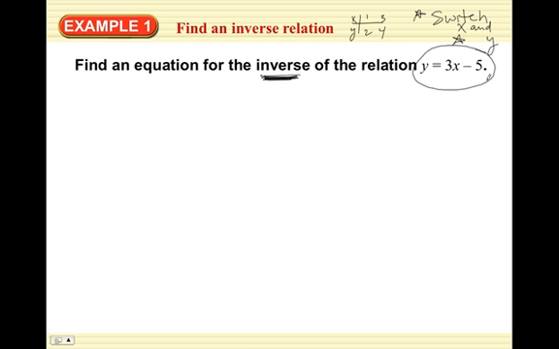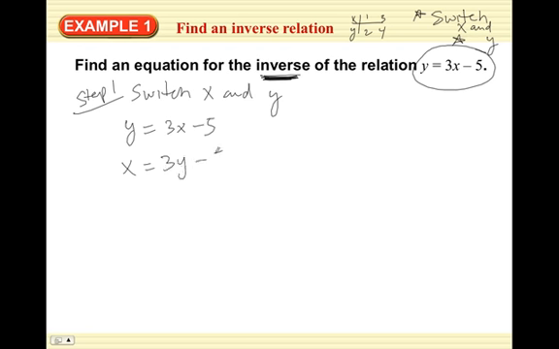So step one: switch x and y. Let's do it. y equals 3x minus 5. Switch. x equals 3y minus 5. I just switched x and y and put them one over here, one over here. There it is. Now, step two. After you switch x and y, you only have to do one more thing. Step two is solve for y.